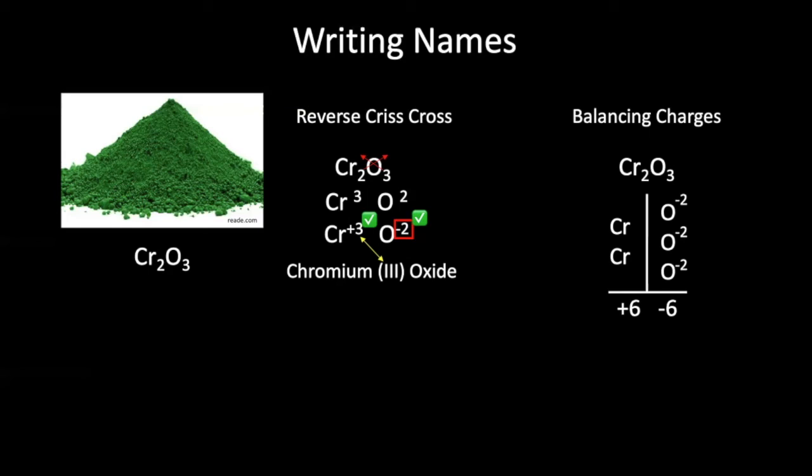And they have to be distributed evenly. So if you have 2 chromiums that add up to positive 6, that means each one has to have a positive 3 charge. So just like before, we take that positive 3 charge and we write it as the Roman numeral, and we have chromium 3 oxide. Note that both names are the exact same, even though the methods are a bit different.